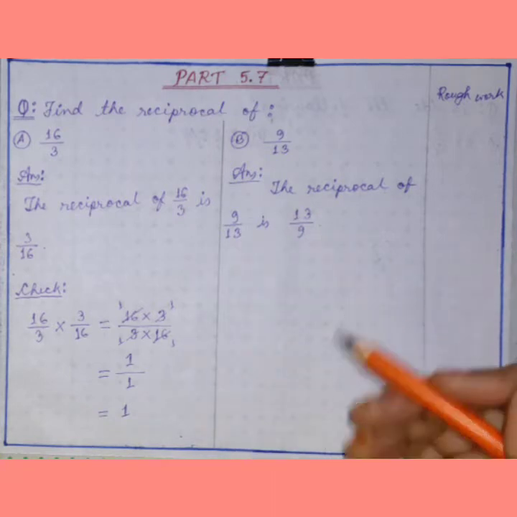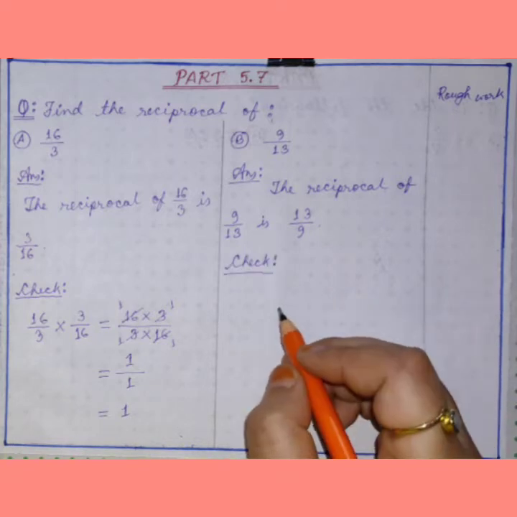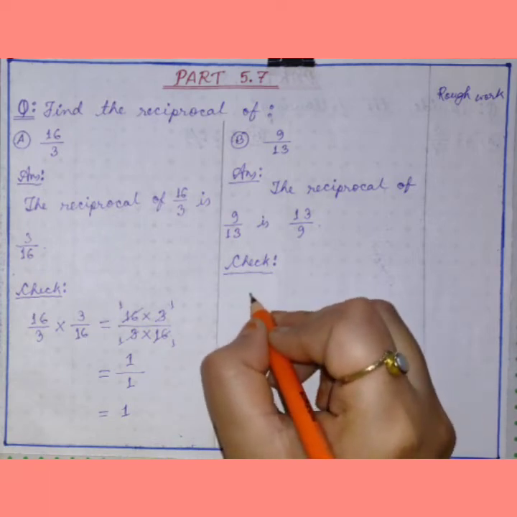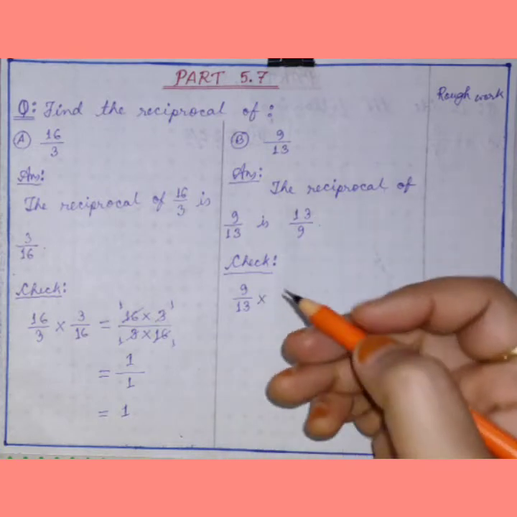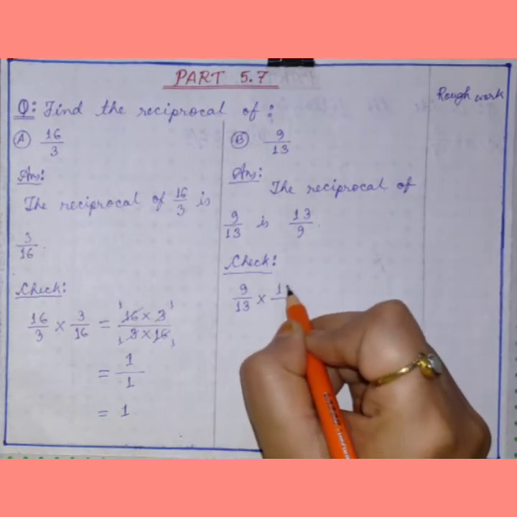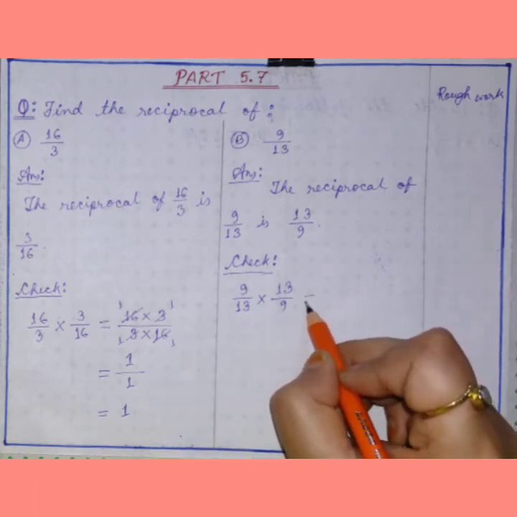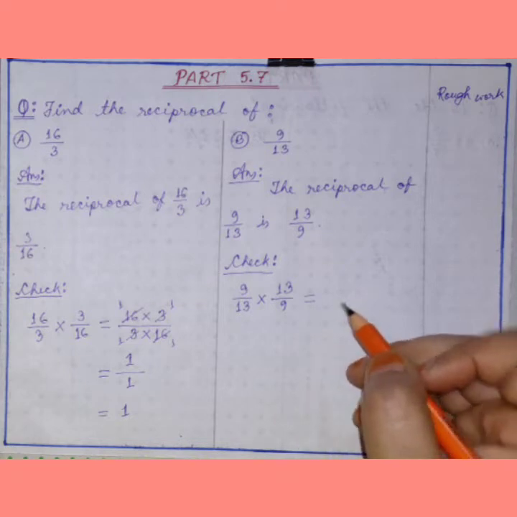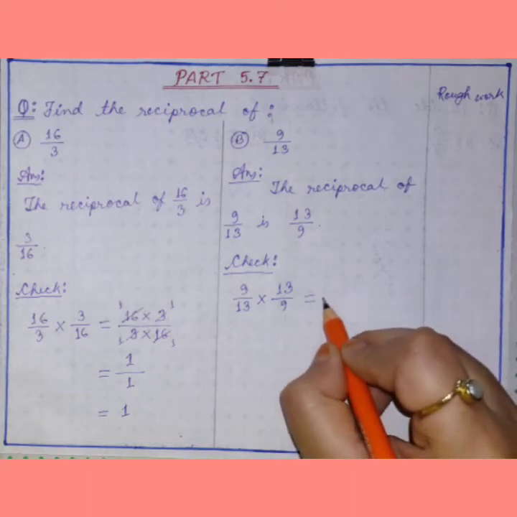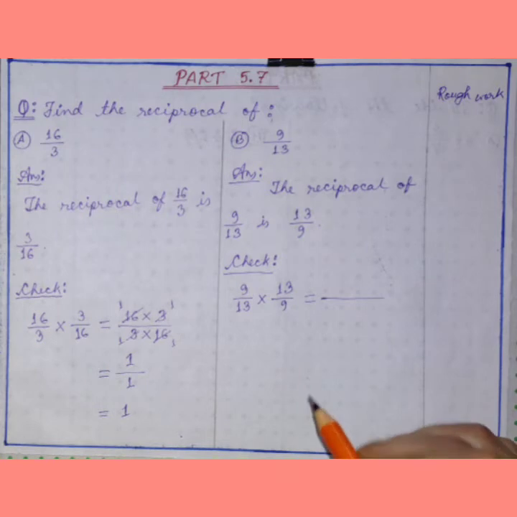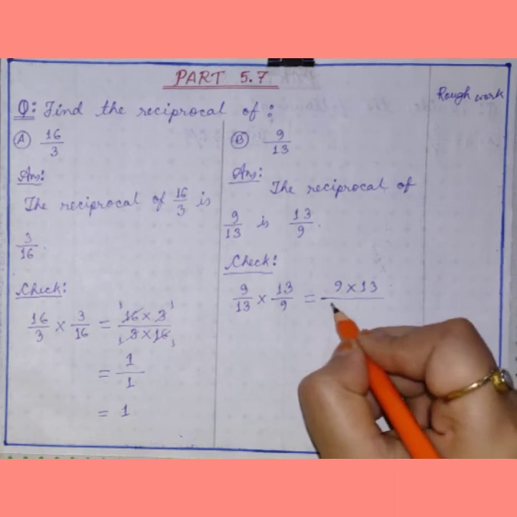Next, we will check whether our answer is correct or wrong. How to do the checking? We have to multiply the given fraction and the reciprocal that we have found, that means 9 by 13 into 13 by 9. We have to get the product 1. Let's see whether we get the product 1 or not. How to multiply two fractions? Multiply the numerators, and then multiply the denominators.